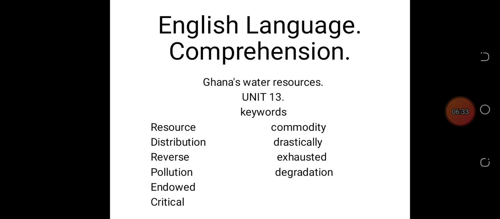Very good. Now we look at the word critical. Critical means using or involving careful judgment about the good and bad parts of something. So you look at the situation carefully, you assess it. You look at the pros, the cons, the good and bad of it before you take a decision. That is being critical. Then we look at the word commodity. A commodity is something that is bought and sold. Then drastically.